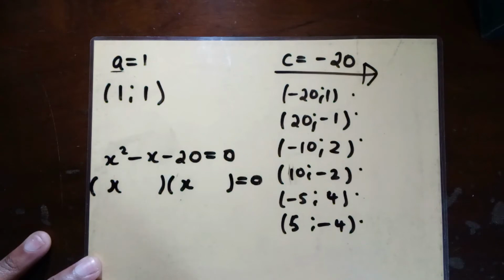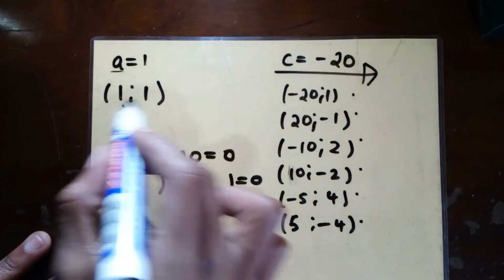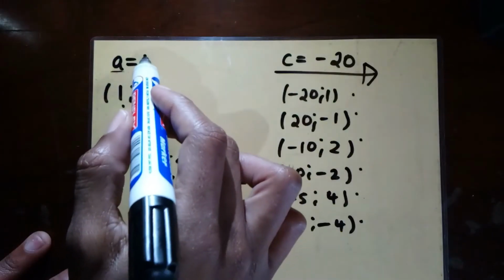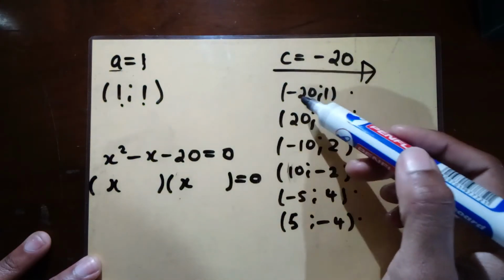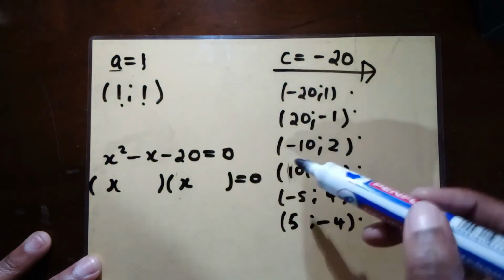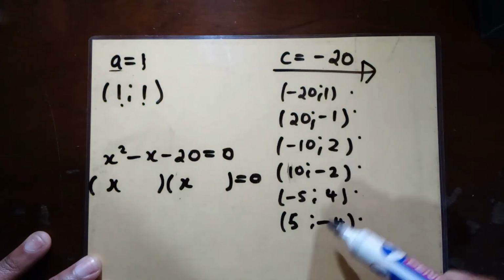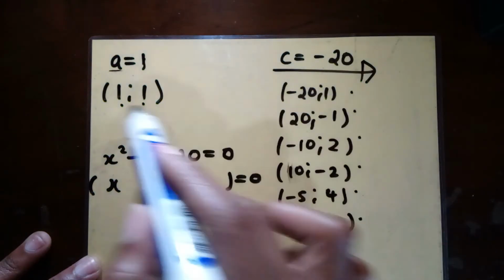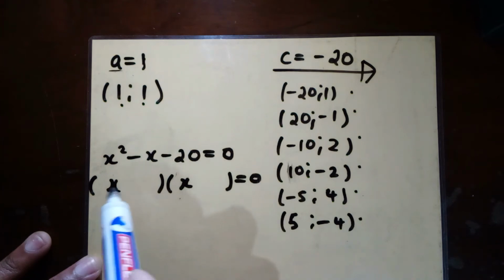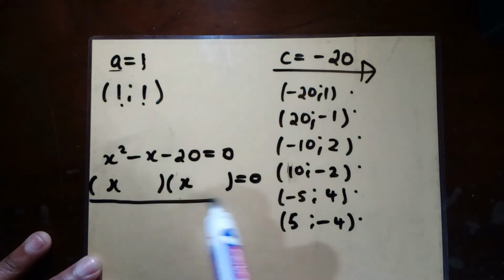All right, so we have found a pair of factors for a that, when we multiply them, give us positive 1. And the same thing for c. When we multiply any of these factors here, they will give us negative 20. What is the next step? The next step would be to substitute these factors into these brackets. Remember, we had opened brackets before.